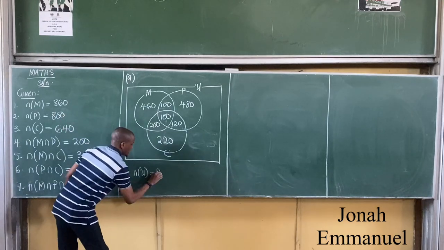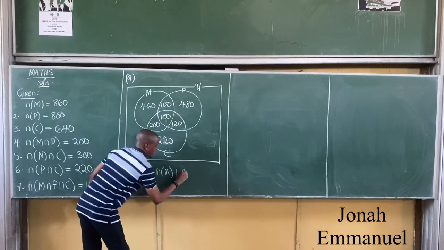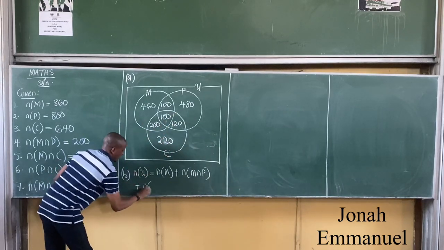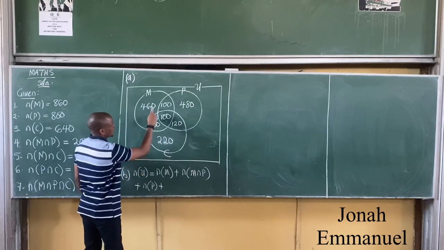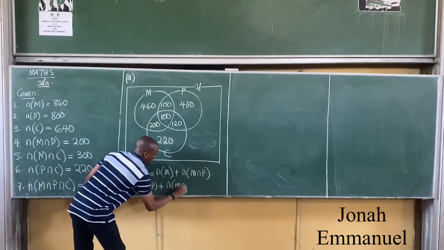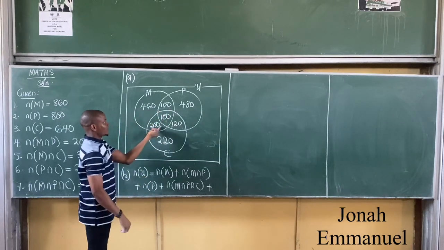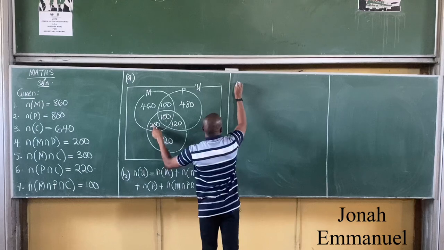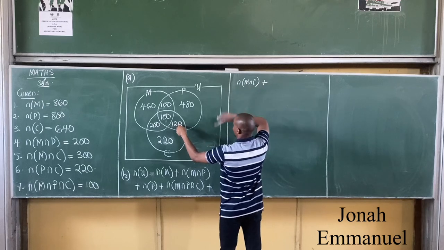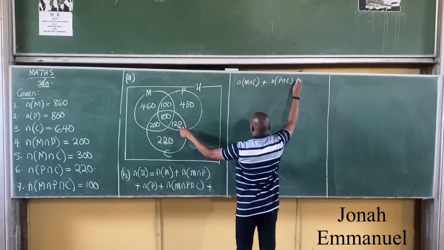This part is N of M, plus this part is N and P combined, so N of N intersection P, plus here is P, N of P, plus here, I'm putting 1, 2, 3. This one here, N, P, and C meets here, so N of N intersection P intersection C, plus, I'm thinking 1, 2, 3, 4. Next, this part, N and C, becomes N of N intersection C, plus this part is P and C meet. So P and C meets here and becomes N of P intersection C, plus finally here.